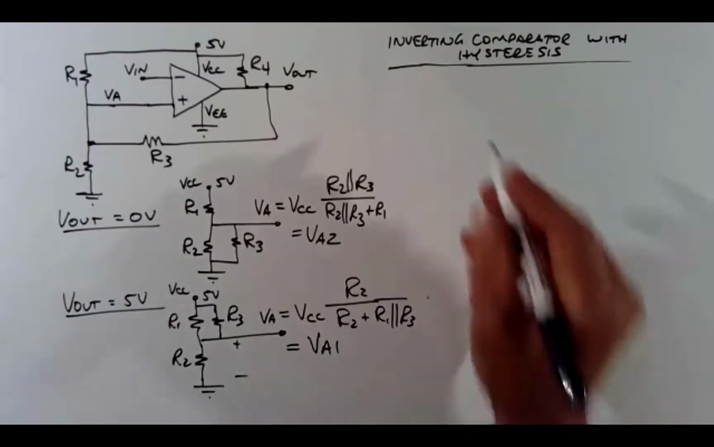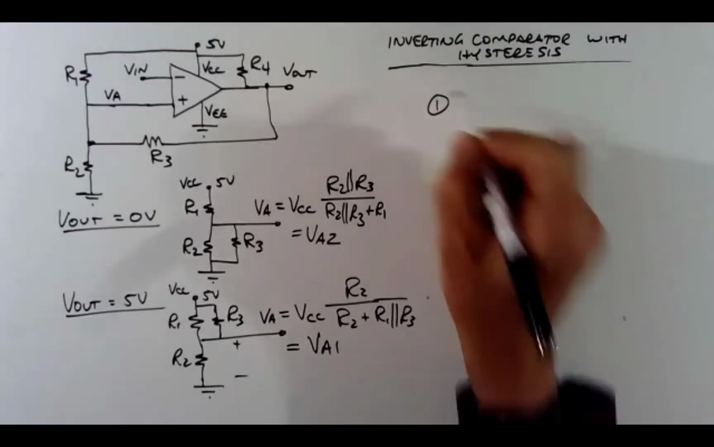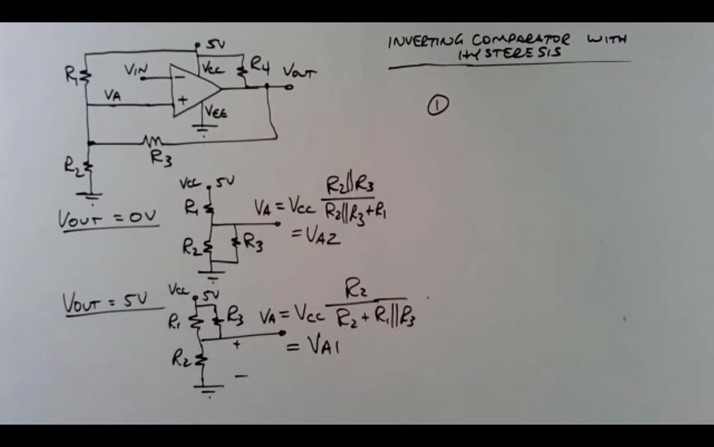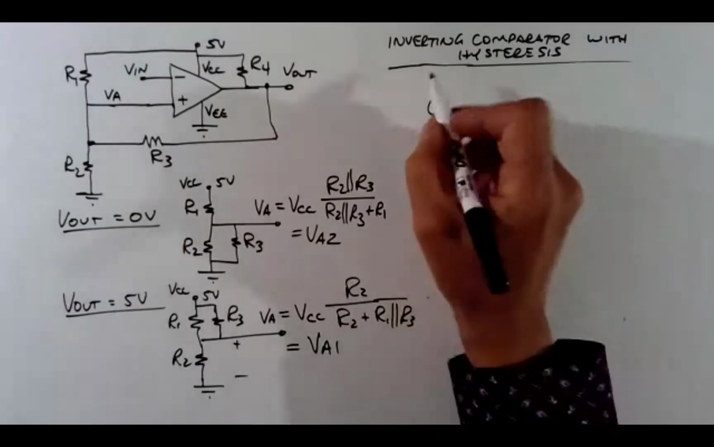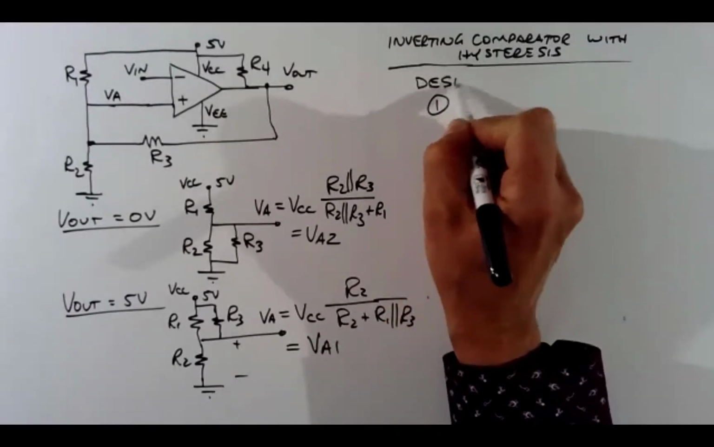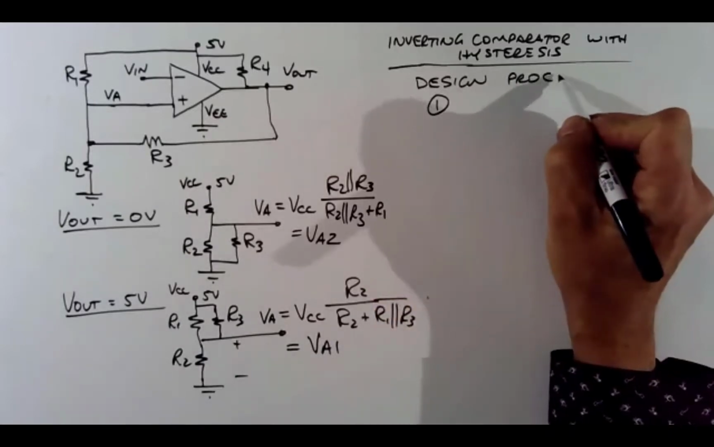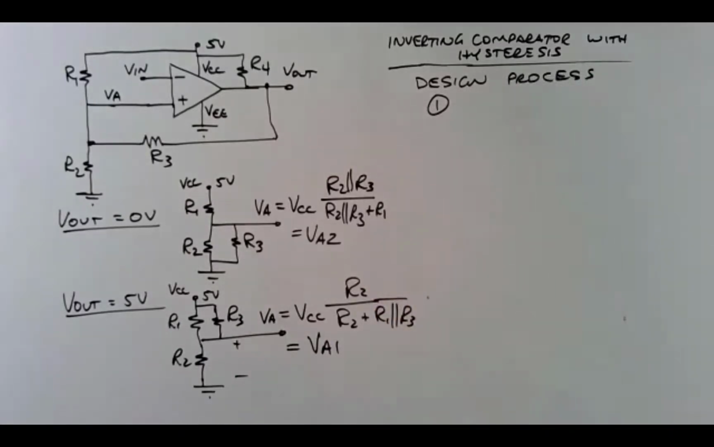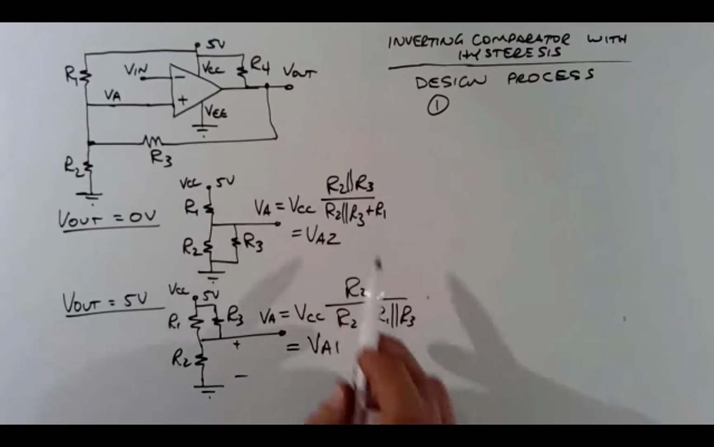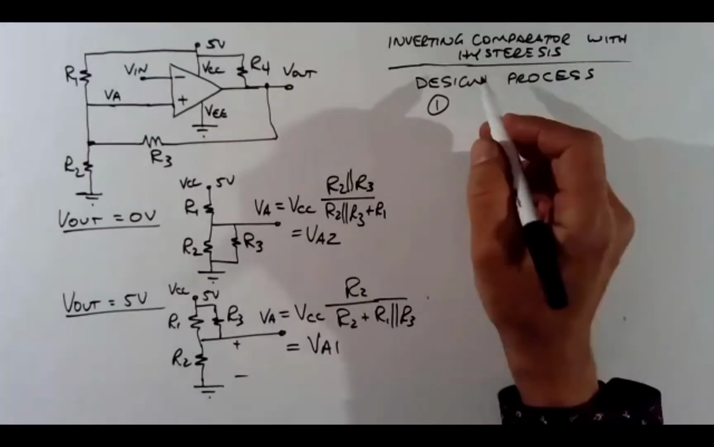What you would do is, let's list the steps here. So you have a VA1 and a VA2 corresponding to your application. You've either made it up or you were given specifications, right? And you're given a VCC. You would use this design process to find R1, R2, and R3. Okay, so it's essentially parameterizing what I described on the left.